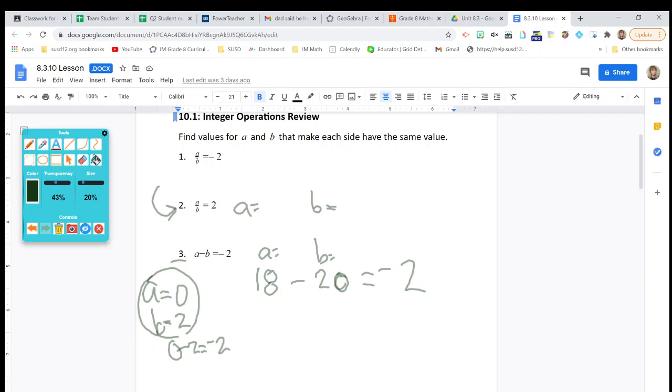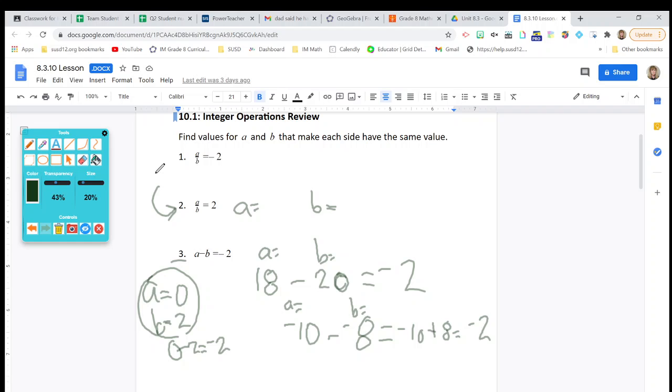Let me try another one. How about A equals negative 10? And then we subtract a negative 8. So A equals negative 10 and B equals negative 8. Does that equal negative 2? Yes, because when you subtract a negative number, it's like adding the number. So negative 10 minus negative 8 is the same as negative 10 plus 8, and that equals negative 2.